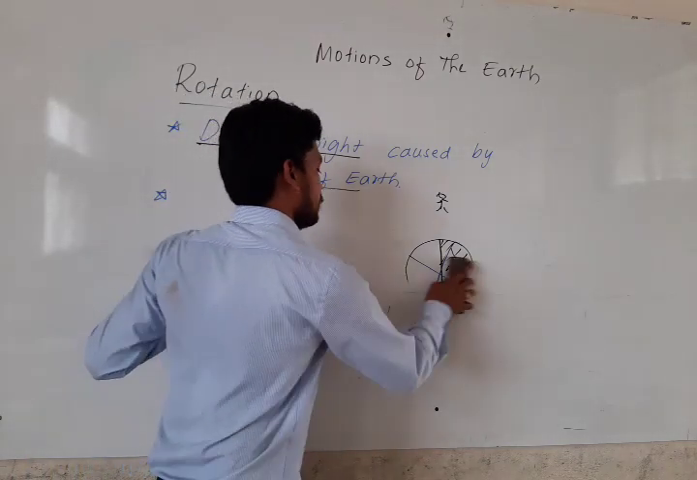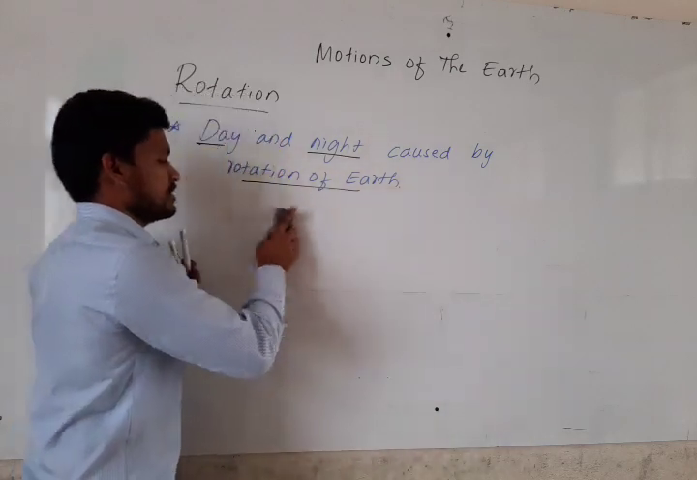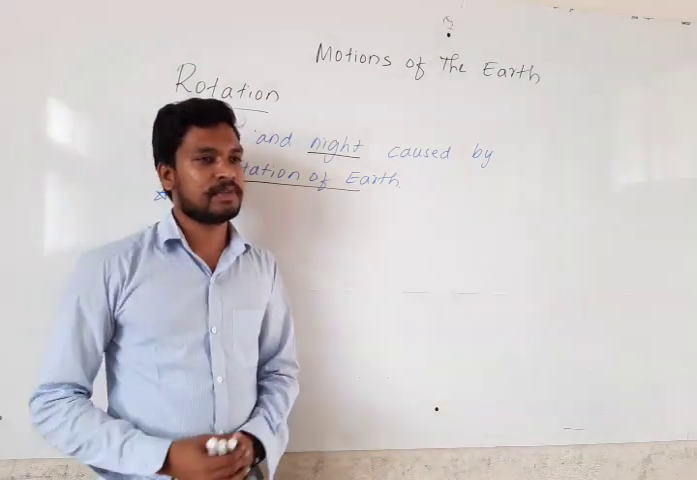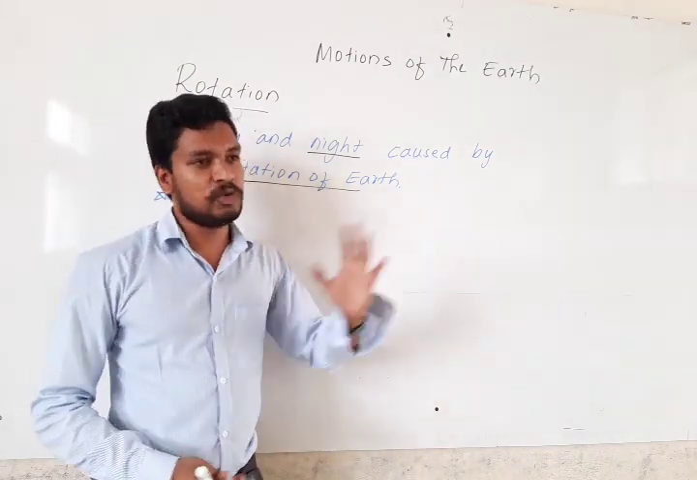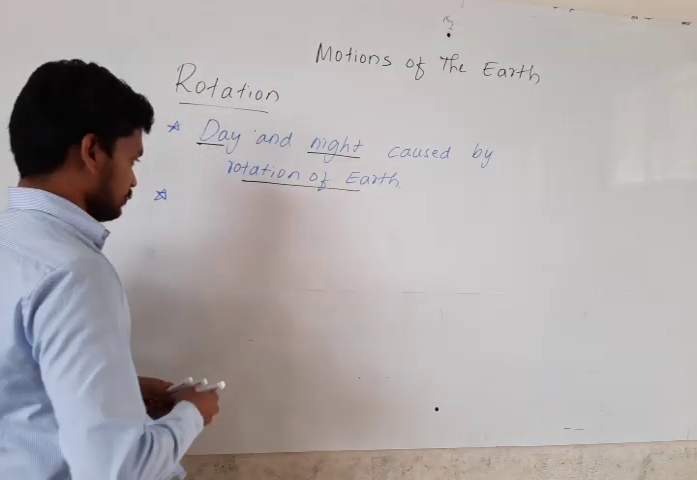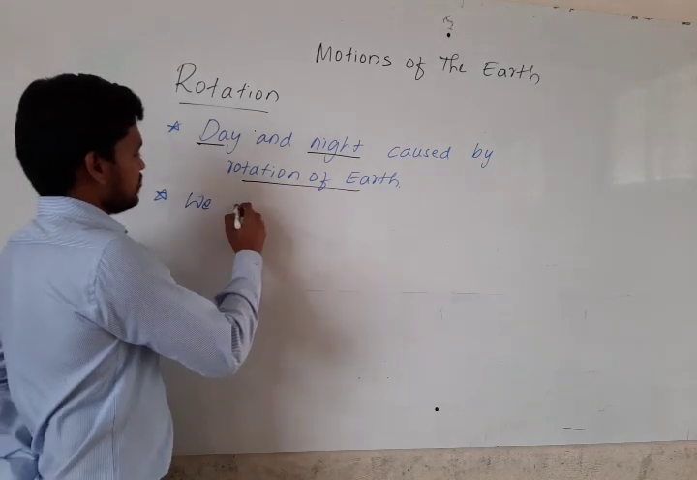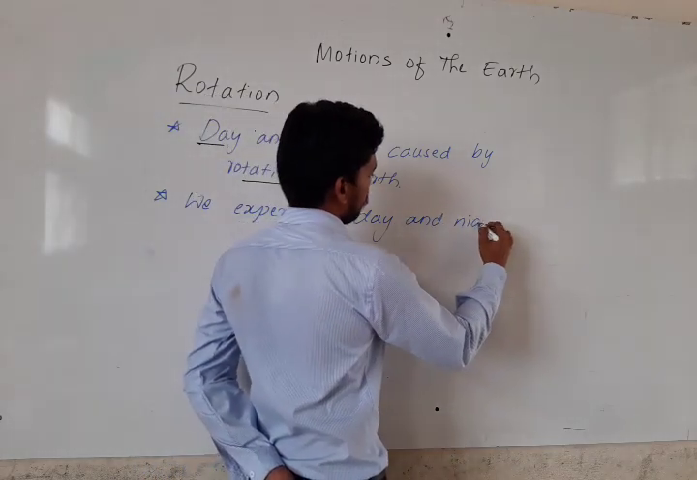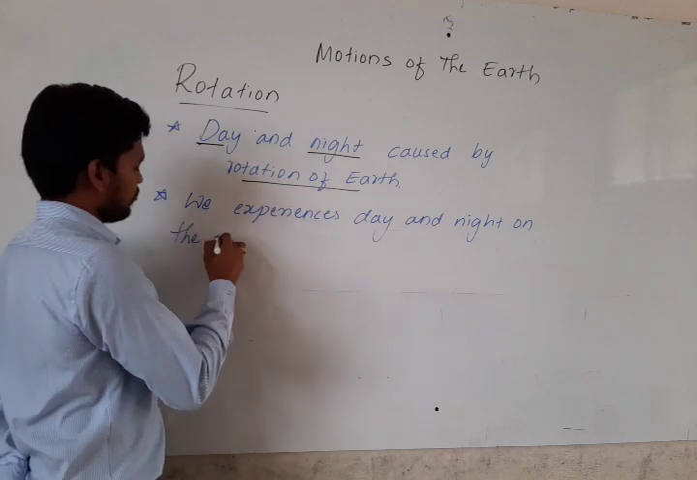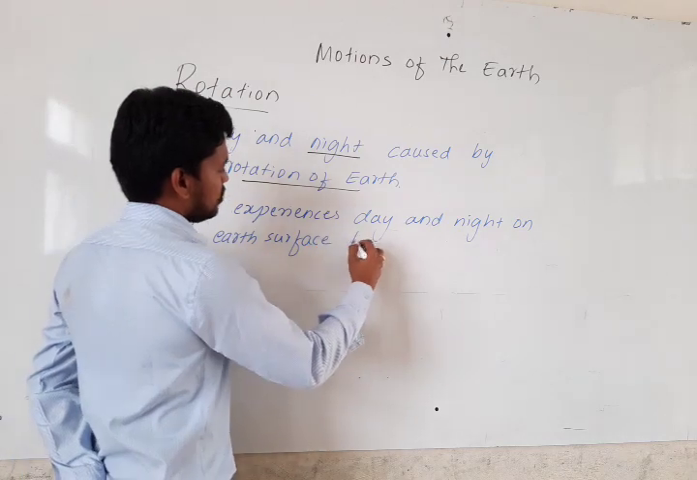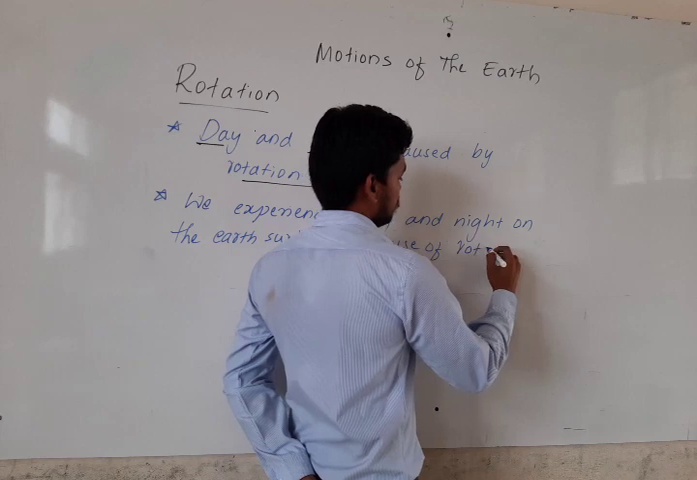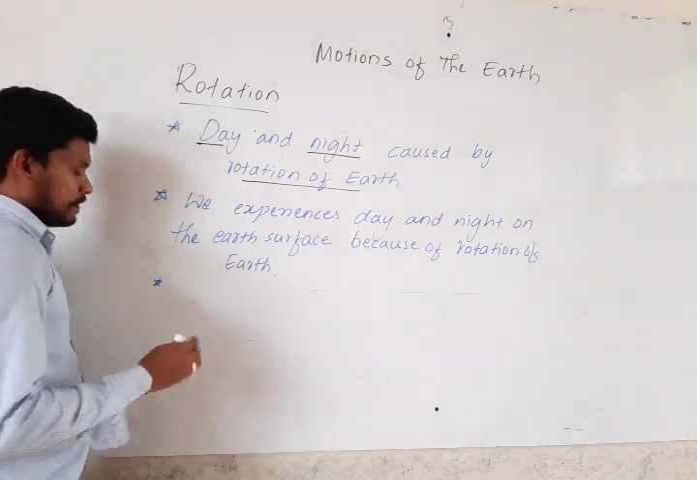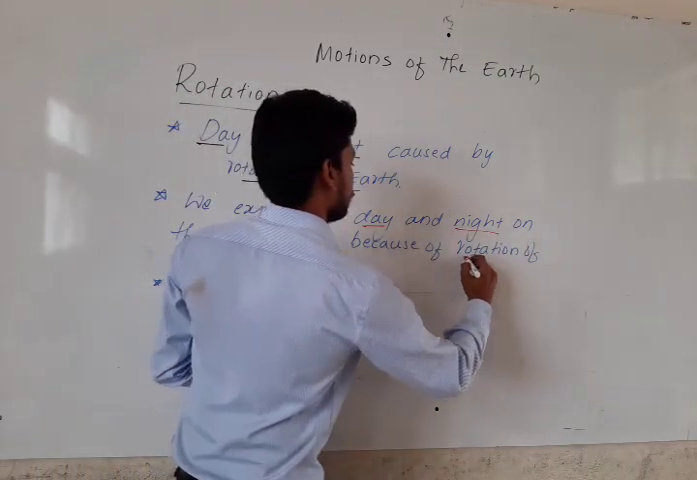This circle of illumination is not fixed in one place. Every second, every millisecond, it changes. Why? Because Earth is continuously moving. The circle changes because of the rotation of Earth. We experience day and night on the Earth's surface because of the rotation of Earth.